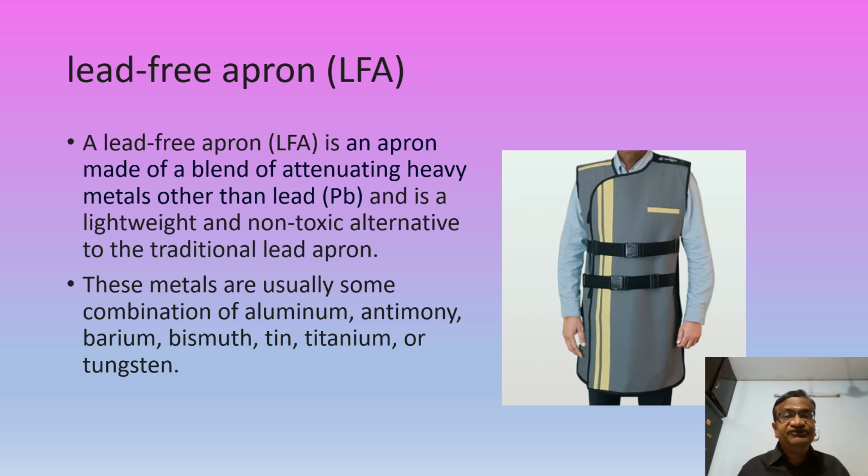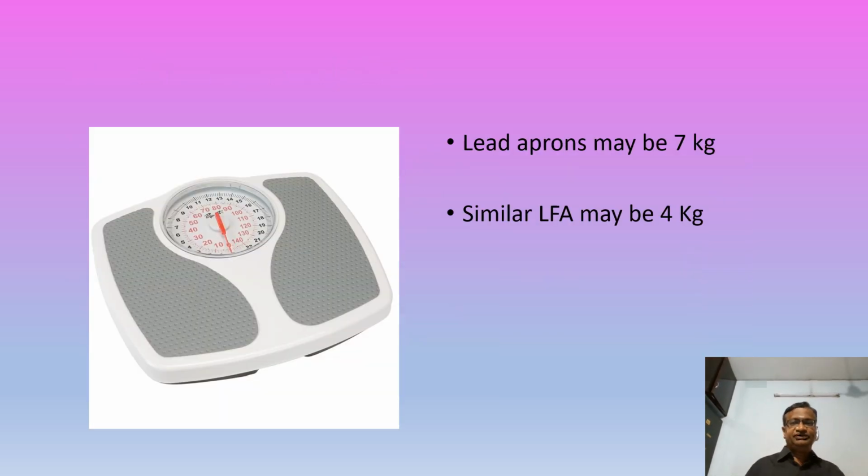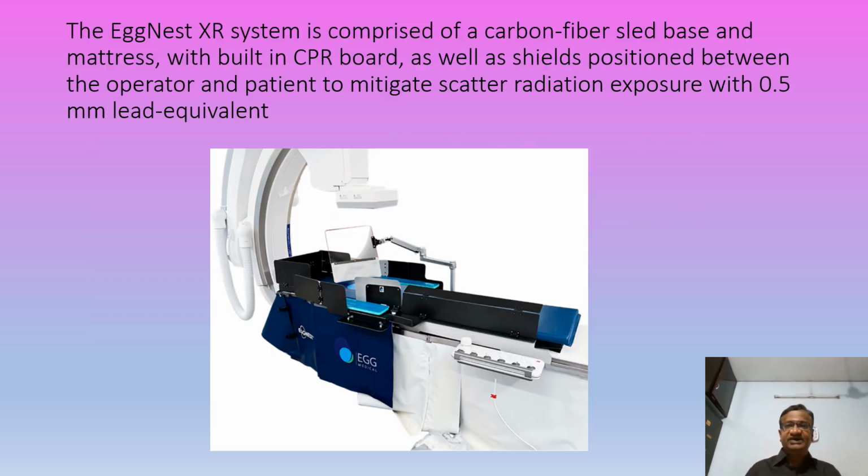There is something called lead-free aprons. A lead-free apron contains no lead. It looks similar, but it has aluminum, antimony, all these things. Yes, they have proved that this is similar in action and it also protects from radiation. Aluminum, antimony, barium, bismuth, tin, titanium, and tungsten. Now the difference is a similar lead apron will be weighing 7 kilos, but a lead-free apron may be only 4 kilos. That's the best advantage of a lead-free apron.